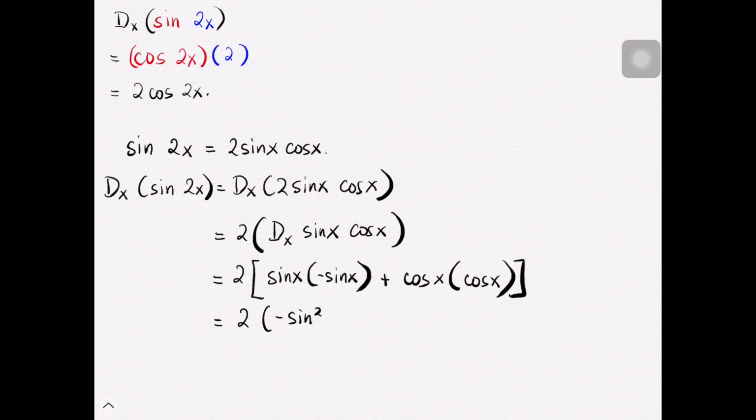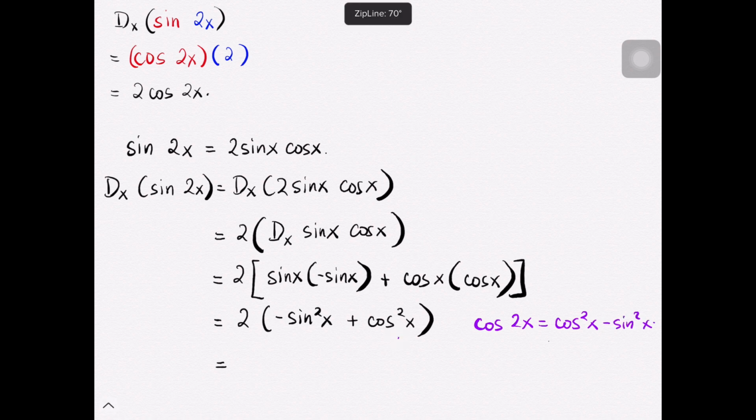Simplifying this, we now have 2 times negative sine squared x plus cos squared x. However, using the double angle formula, cosine 2x is the same thing as cos squared x minus sine squared x, and so this is the same thing as 2 times cosine 2x. And yes, our answers are the same.